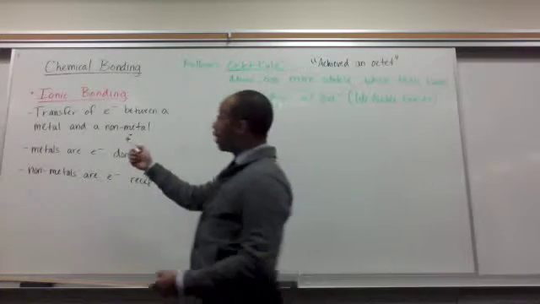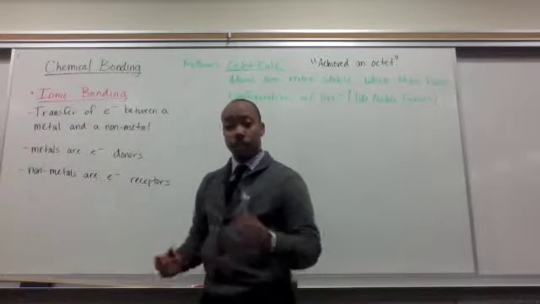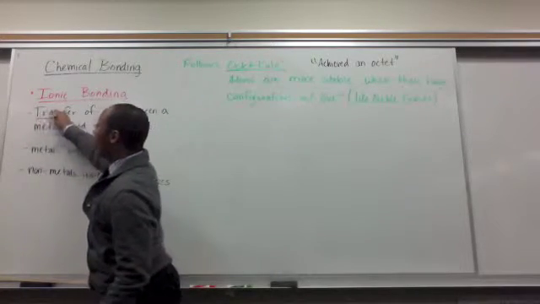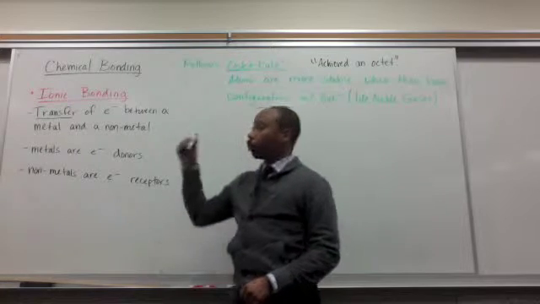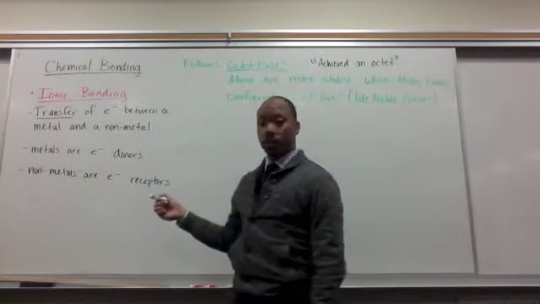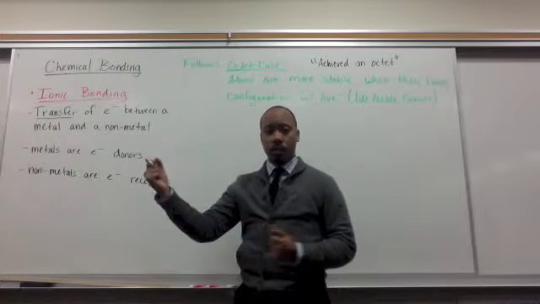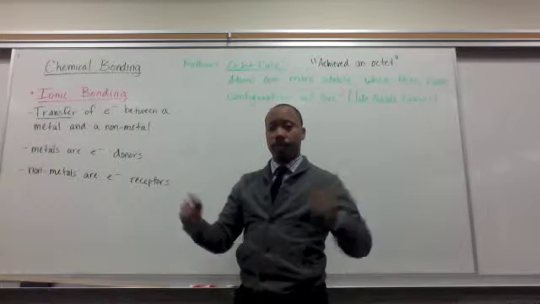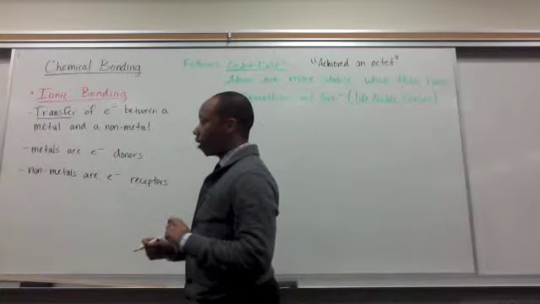Now, what ionic bonding is, it's a transfer. The key word is transfer. And you'll see why when we talk about covalent bonds. So it's a transfer of electrons between a metal and a non-metal. It only happens between metals and non-metals. So that's a key factor for you.